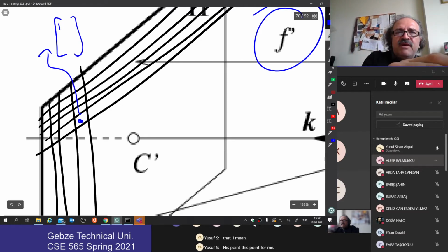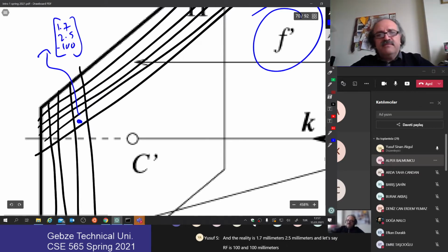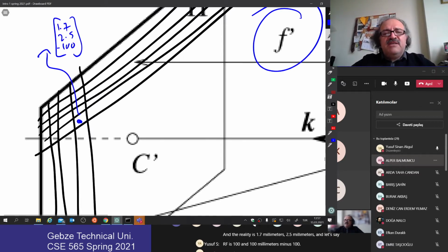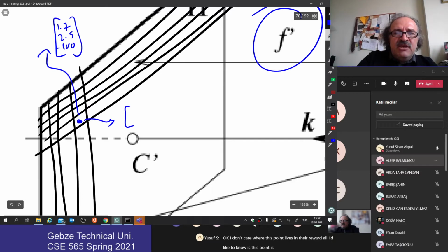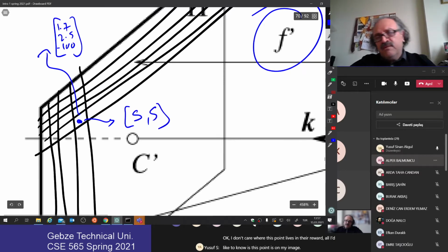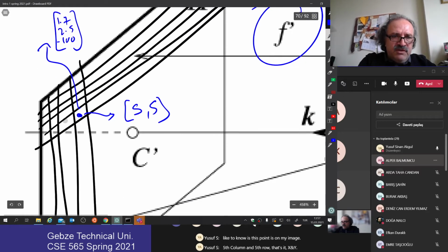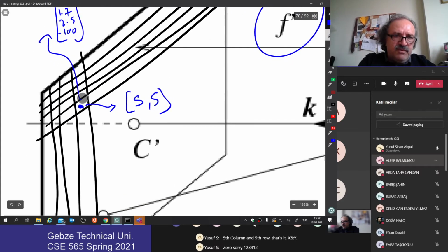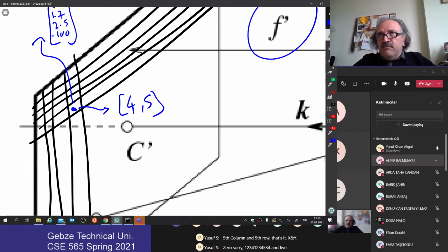This point, in the real world, is 1.7 millimeters, 2.5 millimeters, and let's say our F is 100 millimeters, so minus 100. I don't care where this point lives in the real world. All I like to know is that this point is on my image, fifth column and fifth row. That's it. X and Y. 1, 2, 3, 4. 1, 2, 3, 4, 5. Sorry, 4 and 5. Because on my image, I care about my columns and my rows.